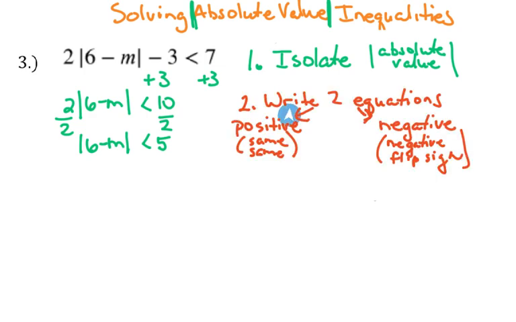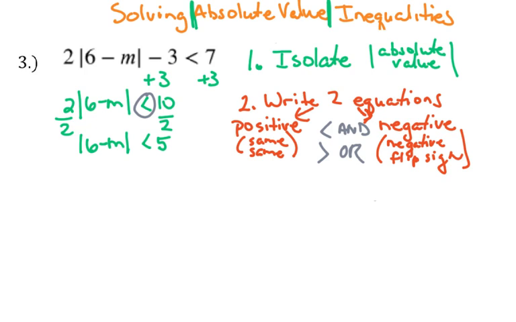Our second step is to write two equations. One, we're going to call the positive one, and I wrote same here, which means we're going to keep the same number value and the same inequality sign, and then we're going to also do the negative, and in that case we're going to negate everything and also flip the sign. But the new thing we're going to add is if it is a less than symbol, you are going to use the word and between your two statements. And if it's a greater than sign, you're going to use the word or. So right here we have a less than sign, so we're going to use the word and.